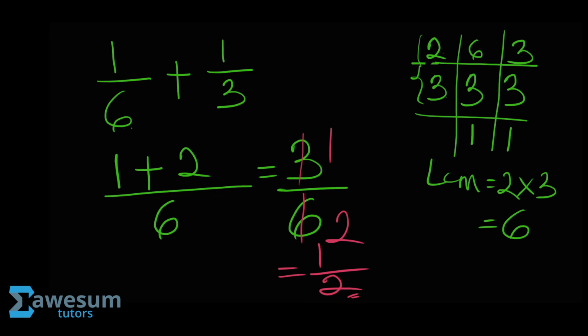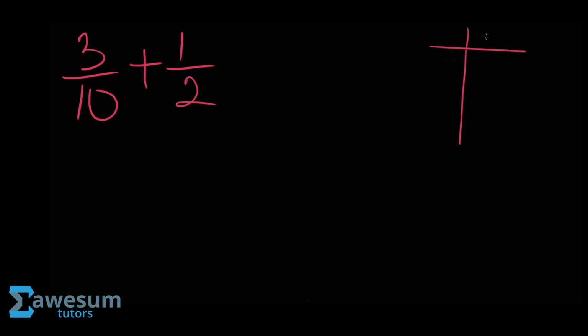Let's take a look at another example. 3 over 10 plus 1 over 2. Again, you have to find the LCM of 10 and 2.